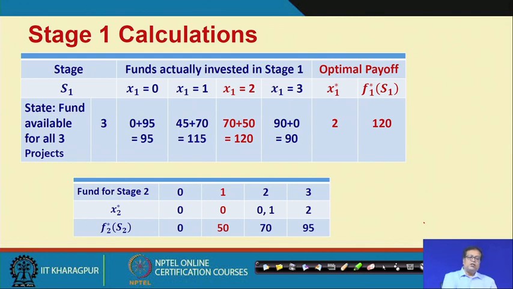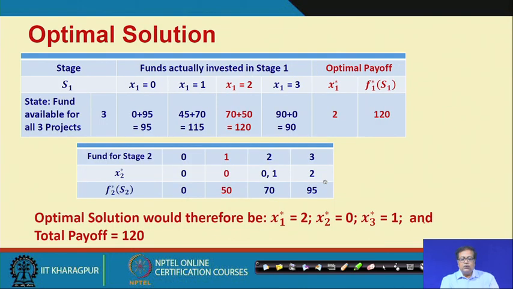And when you combine those stage 2 calculations with the stage 1 calculations, based on the appropriate values, which are again available for stage 1, then you get 95, 115, 120 and 90, right. That 120, although we saw 115, really there is a 120 also. So, that 120 is the optimal profit, and it will be invested in this way: x 1 star is equal to 2, x 2 star equal to 0 and x 3 star equal to 1.